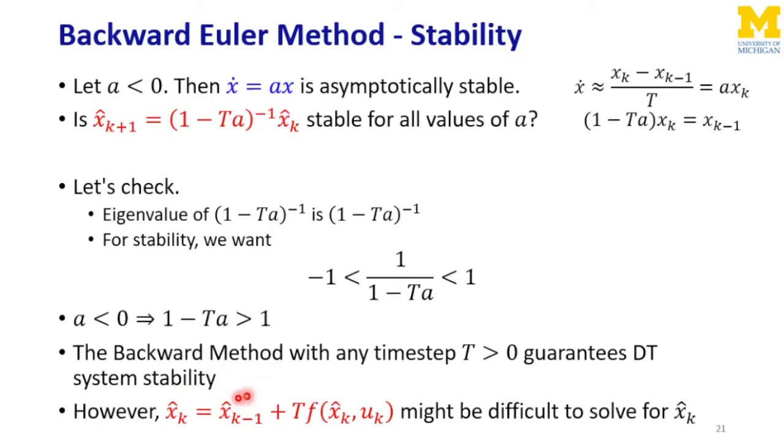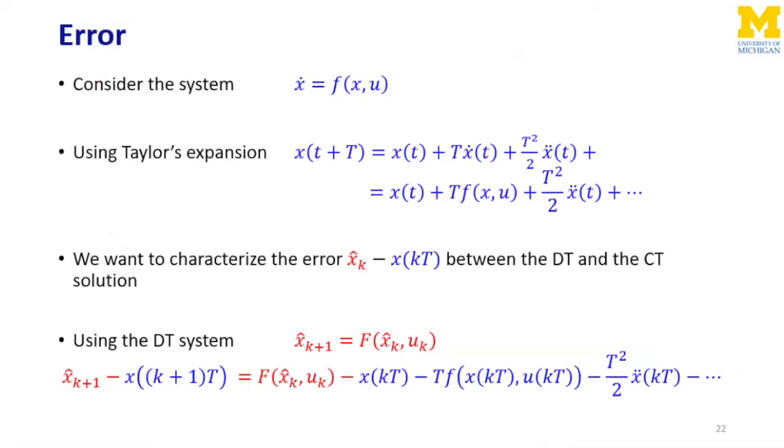However, the problem is that the discrete time system that we obtain using the backward Euler method might be difficult to solve for x hat k. We might not be able to solve for x hat k. So even though we get unconditional stability, it might not be solvable, so it might not be usable.